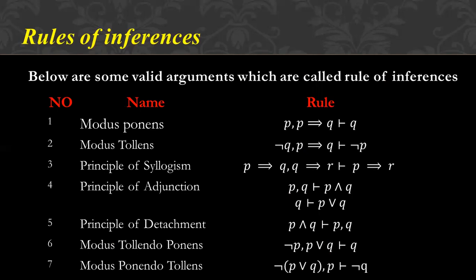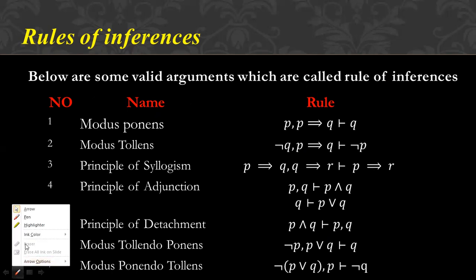Okay, then after having seen the example, let us see some arguments which are accepted as valid arguments. That means just rules of inference. Below are some valid arguments which are called rules of inference. We have about 10, which are related to each other. First one is the modus ponens rule.